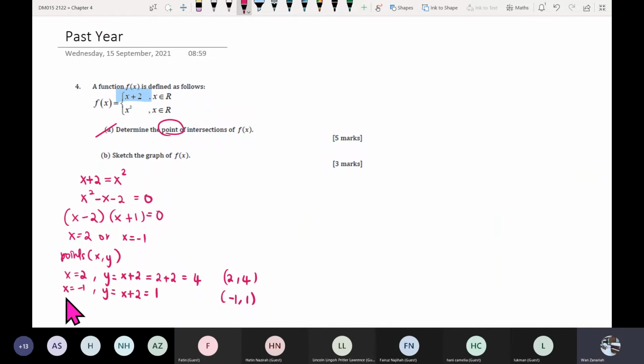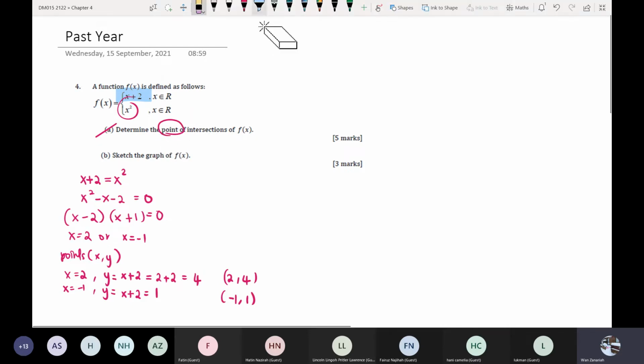Okay, you tak percaya, you cuba masukkan 2 ke dalam function yang kedua. 2 square, betul dapat 4, betul? -1 square, you get 1. Also betul juga. So jangan marah kawan kalau dia ambil function yang kedua. It doesn't matter because we already agree that intersection is where these two graphs meet each other.